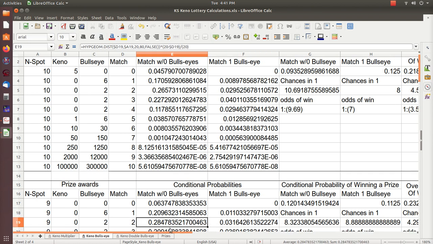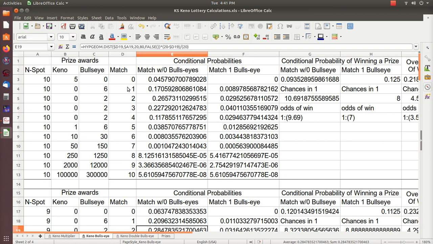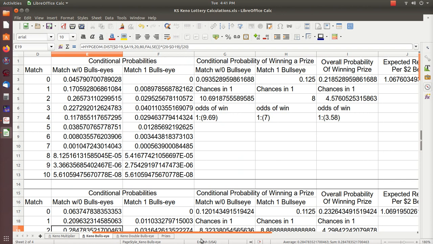So I'm going to move over, and we're going to ignore the prizes. We're going to assume that you understand that, and I'm going to move over so we can see this. So now to look at the conditional probabilities. The conditional probability that you win Keno Bullseye and don't match the bullseye, that's this column here. So you have to sum these probabilities, which is you have a certain number of matches and you don't match the bullseye. That's 9%. So you have a 9% chance of winning Keno Bullseye and not matching the bullseye.